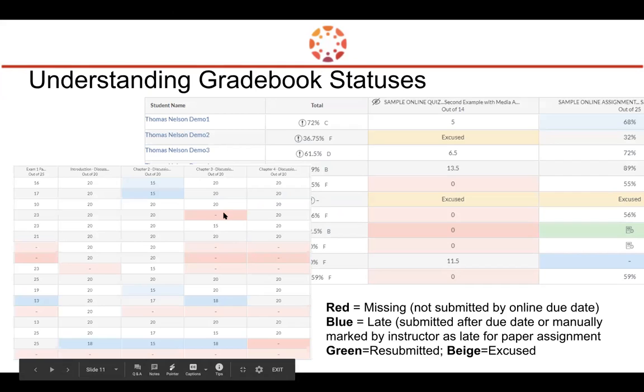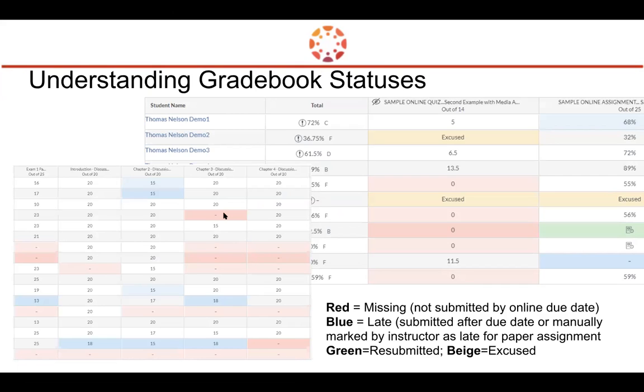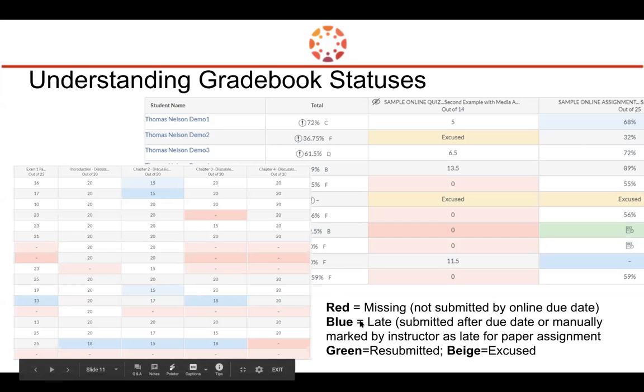Now, the colors that you see here are the default colors that Canvas sets. You can change them, but we're going to talk about the statuses as Canvas has the color set. So if you're in your gradebook and you see a red cell, that means that the assignment or assessment is missing. It was due to be done online and it was not submitted by the due date and time. A blue cell means that it was late.